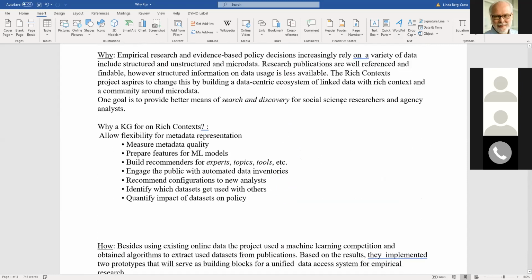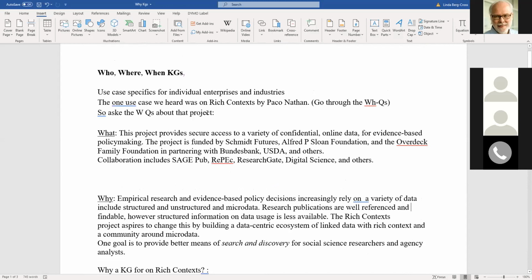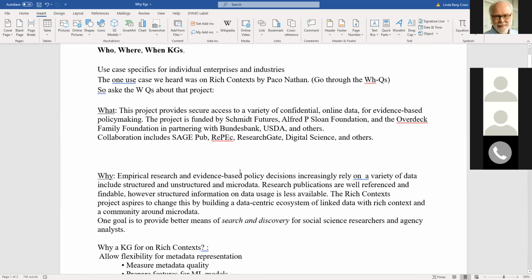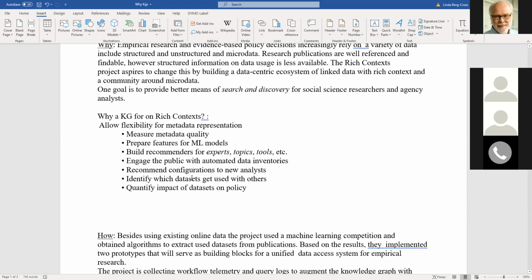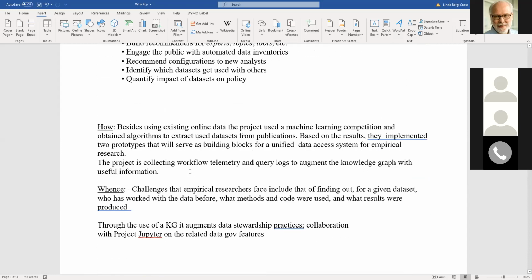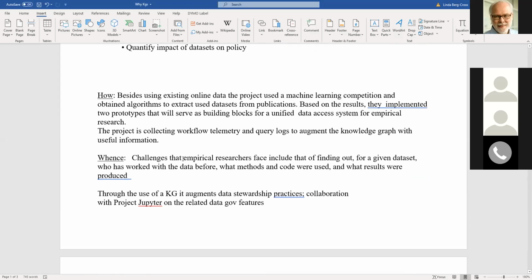This is the blow up of the use case from rich context. A little bit about the project, what's going on with the project, why do you need this project, why knowledge graphs in this project, how are they doing it, and what are the challenges, and so forth. So that's the main idea. I can stop sharing now, I believe. What do people think about that idea?